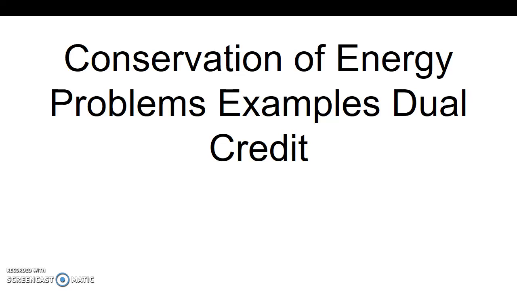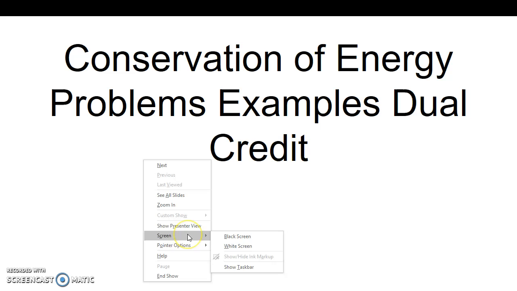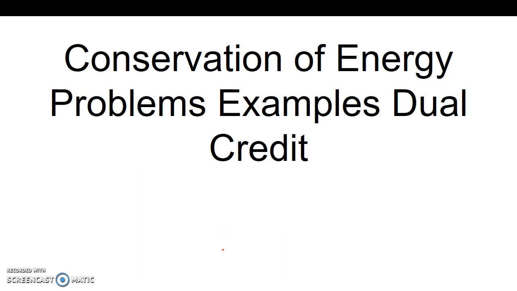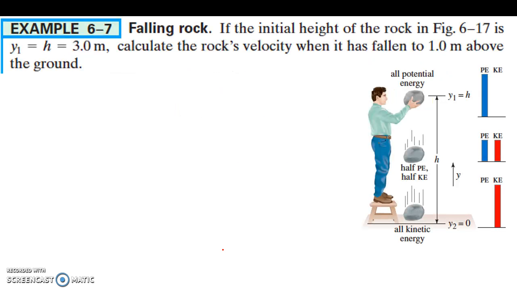Now we're going to look at some other examples of conservation of energy problems. I'm calling this dual credit mainly because these are situations that again could arise on the AP exam, but again, everybody should watch this just because of the help that you'll get. All right, so here's an example.